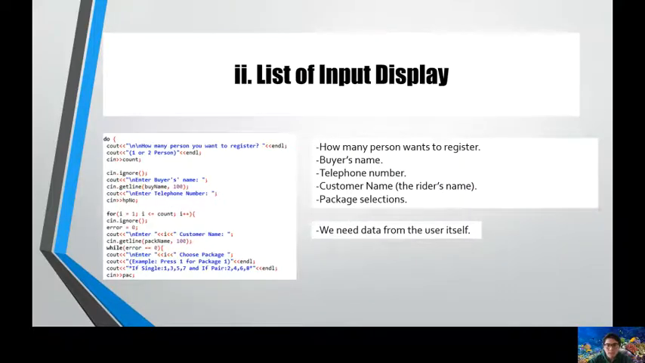So secondly is a list of input display. As you can see in the program itself, there's input that we wanted from the user, such as how many persons want to register, buyer's name, telephone number, customer name, and finally the package selection. Why we need input? This is because we need the data from the user itself.